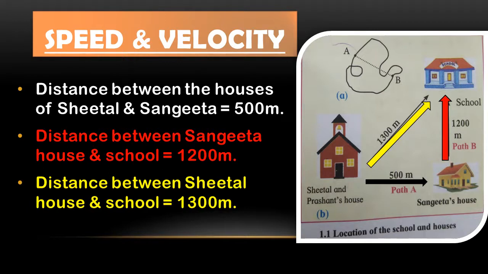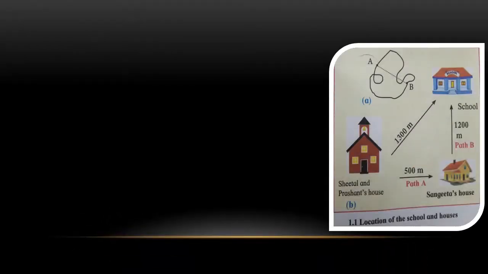Now students, I hope you all have understood this information. Now let's see the numerical. Okay, again the same figure. This is the distance between Sheetal and Prashant's house to school, and this is the distance between Sangeeta's house to school, and this black arrow indicates the distance between Sheetal and Prashant's house to Sangeeta's house.